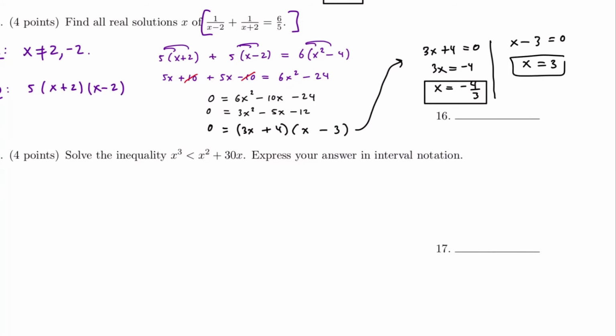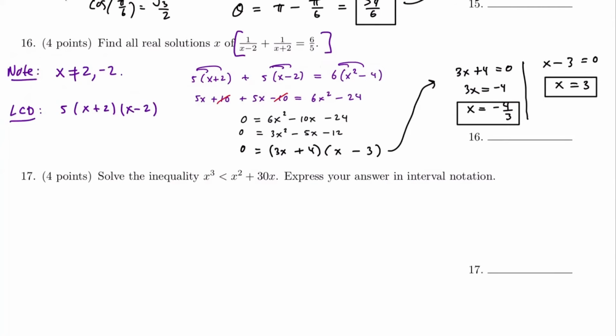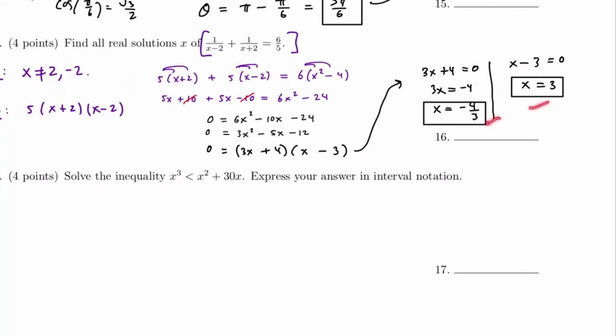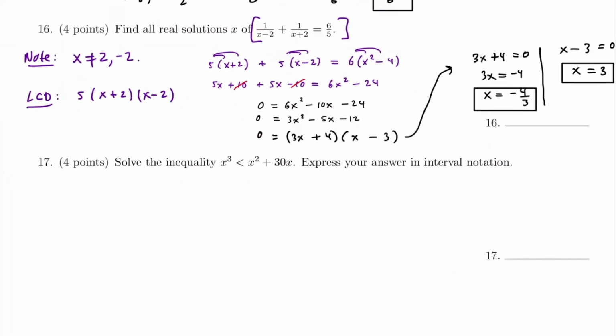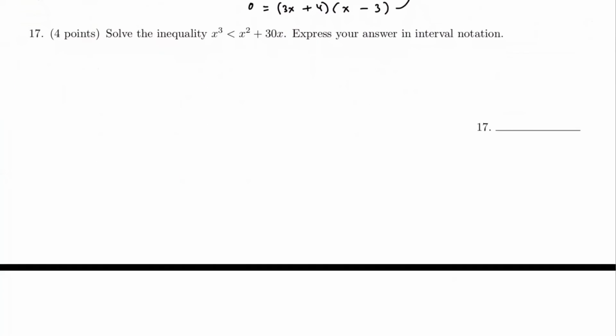Now let's go back and check, did we reject any of these? Well, seems like not. We rejected only these values. So that means indeed, these are our solutions. Okay, so that is the answer to number 16. Now let's move on to number 17.